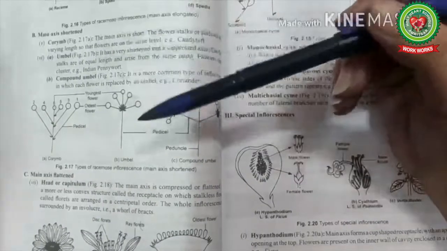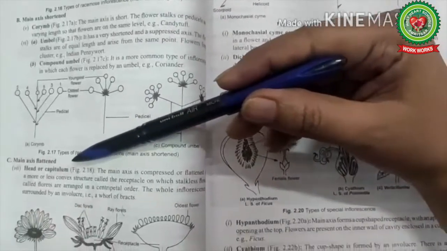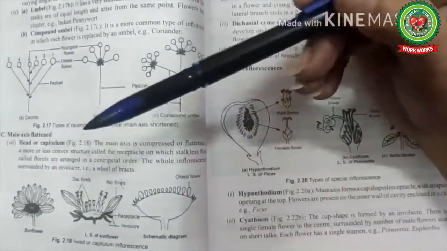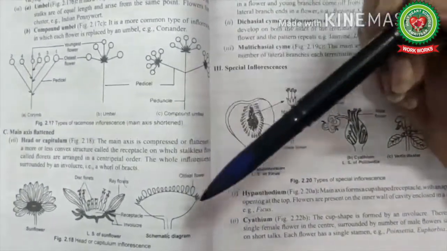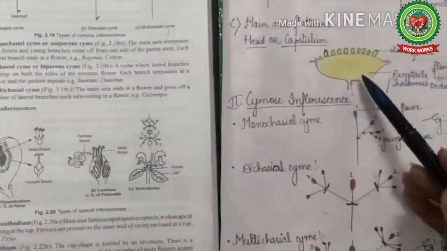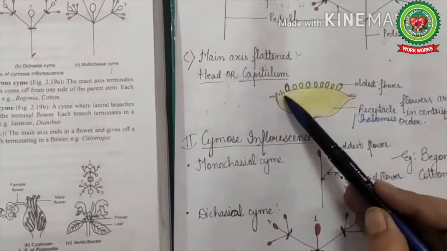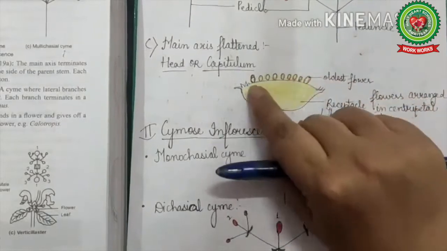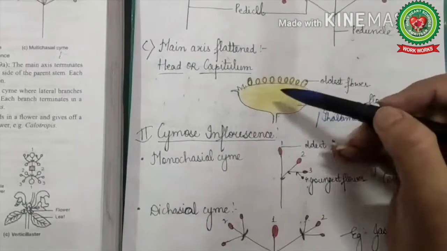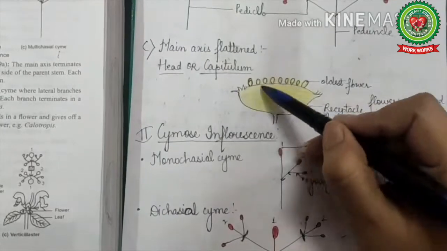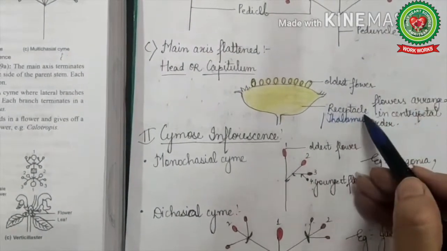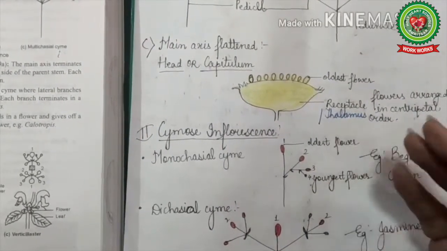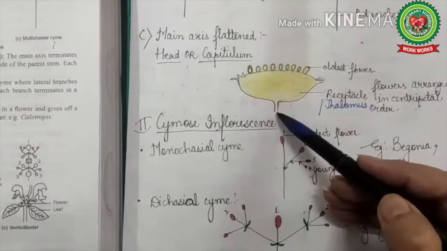The example is coriander, which we call dhania. Now we will discuss main axis flattened, another subtype of racemose inflorescence. Here we have only one type, called head or capitulum. Here you can see I have drawn the diagram to clarify the same. In this, the main axis is compressed, or flattened, and along with it, it forms a convex surface, and we call it the receptacle. We have already done this in the first video. Receptacle or thalamus is what? It is a swollen cup-shaped structure present above the pedicel.